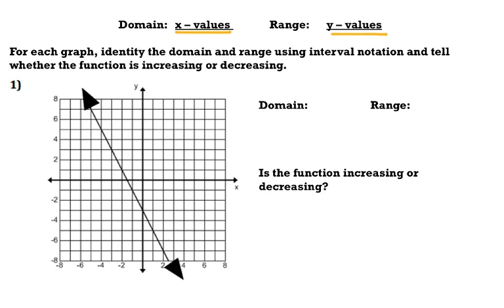One key feature is our domain, and that's just all the possible x values on the graph. And the range is all the possible y values on this graph.